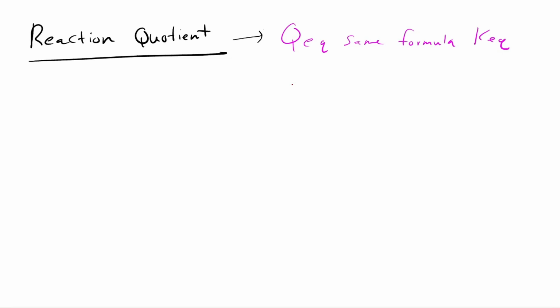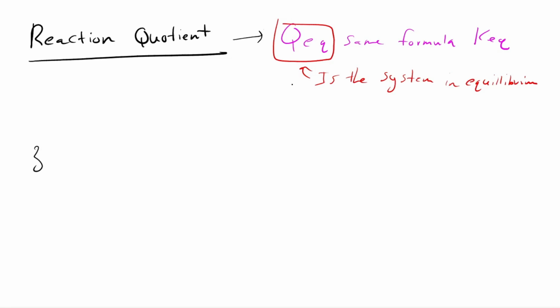So this is calculated to check if the system is in equilibrium. That's what they want to know from K_eq. Now, the value of my Q can mean three different things. So we have three different cases.